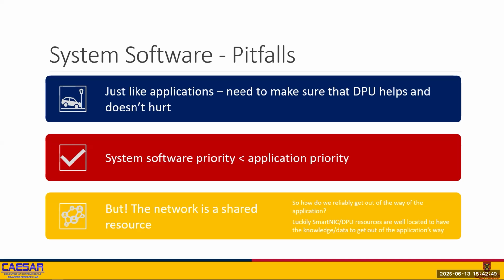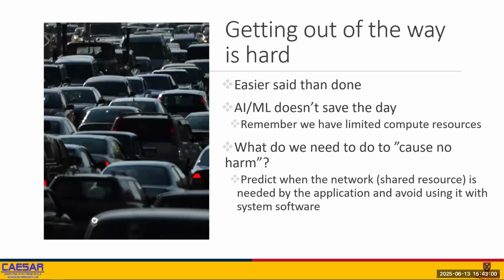And we know that system software priority in this space is lower than the application priority because we don't want to slow down the application, right? And the network's a shared resource, so we have to manage how we do this. And so we've taken a long walk in trying to learn how to get out of the way in good ways. So getting out of the way for the SmartNIC just to get out of the way of the network is a lot easier said than done.